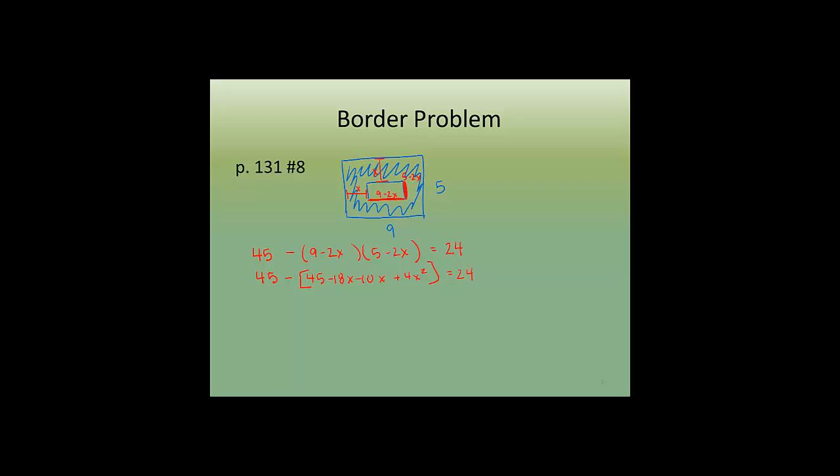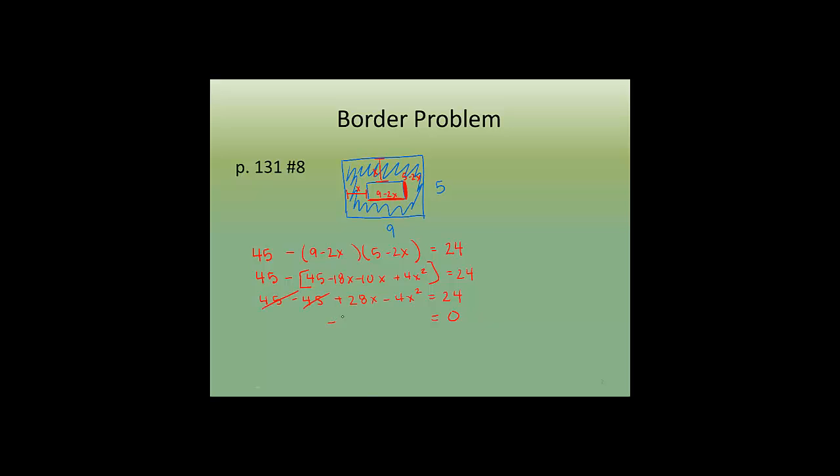I'm going to combine like terms with the negative 18 and the negative 10, and I'm going to distribute the negative sign. So minus 45, that will be plus 28x, and then minus 4x squared equals 24. Next thing I'm going to do is put this in standard form. That's going to involve moving everything to one side so that my equation is equal to 0, and writing everything in descending order. So I'm going to create a quadratic in standard form.